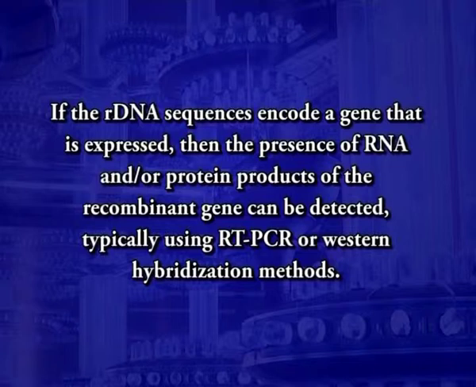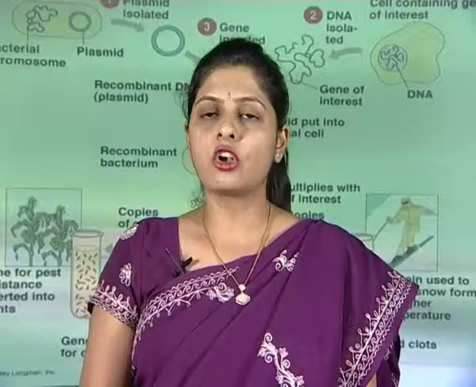If the recombinant DNA sequences encode a gene that is expressed, then the presence of RNA and/or protein products of the recombinant gene can be detected, typically using RT-PCR or Western hybridization methods. Gross phenotypic changes are not the norm unless the recombinant gene has been chosen and modified so as to generate biological activity in the host organism.